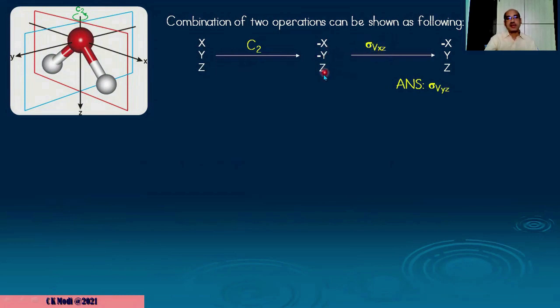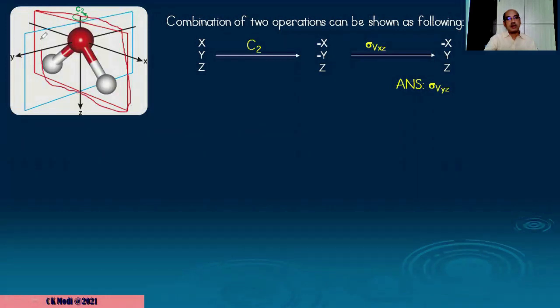Followed by the second operation. After getting minus x, minus y, and z on the same molecule, we put the sigma v xz plane. Now if we put the sigma v xz plane, this is my sigma v xz plane.